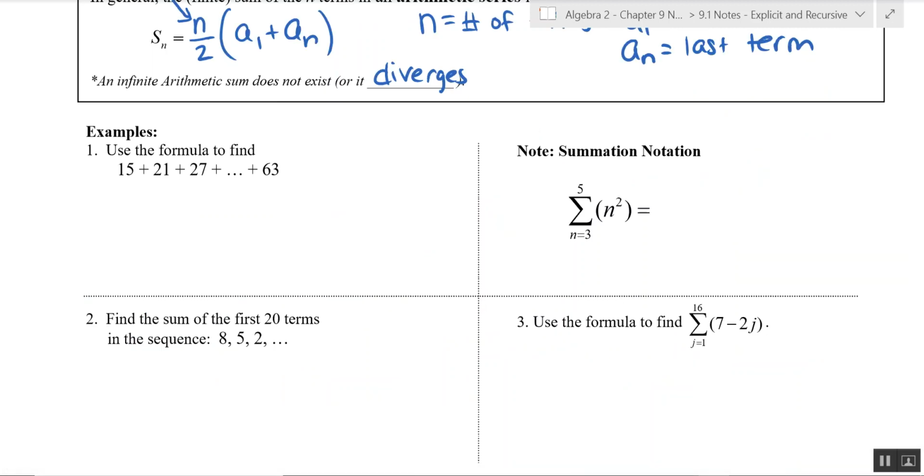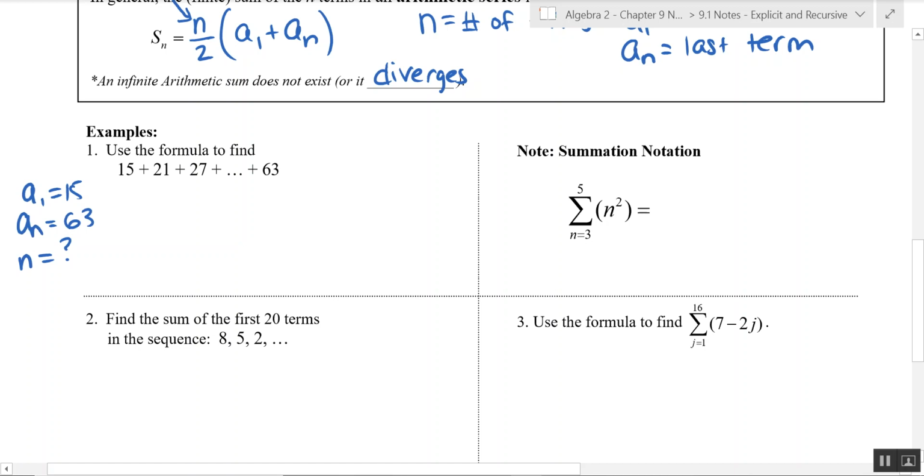All right, let's take a look and see if we can apply that formula to find the sum in example 1. So it looks like we have 15 plus 21 plus 27, and it goes on all the way up until 63. So if you think about the formula above, there's three things we need to know. We need to know the first term, which is 15. We need to know the last term, which is clearly 63. And we also need to know the number of terms. But we don't know how many there are in that series.